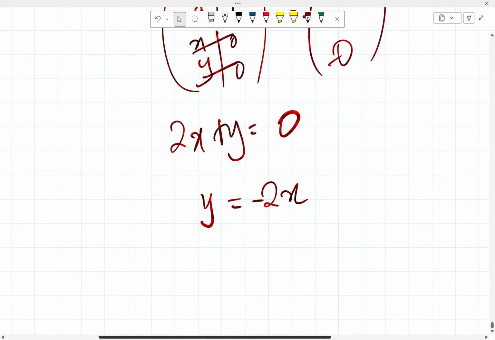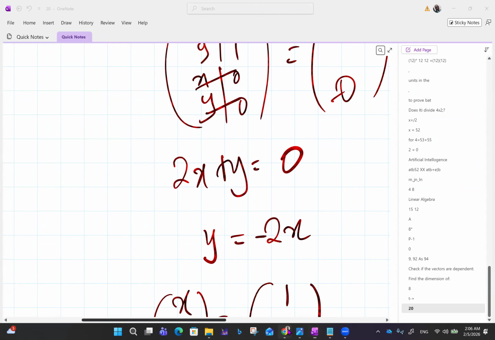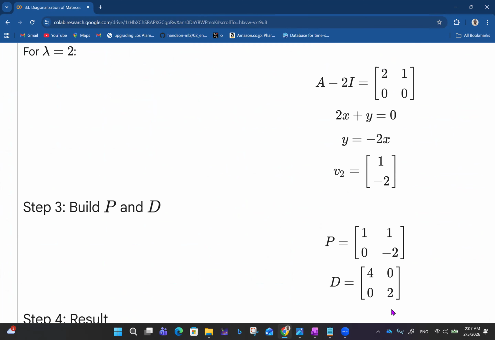So we don't have to do too much, because here we already know that whatever x is, y will be twice of that, with a minus sign. So we can then say xy is such that if you pick x to be 1, y will just be minus 2. Okay, so that'll be 1, minus 2 like that. So this is 1, minus 2. So you can then build P and D.